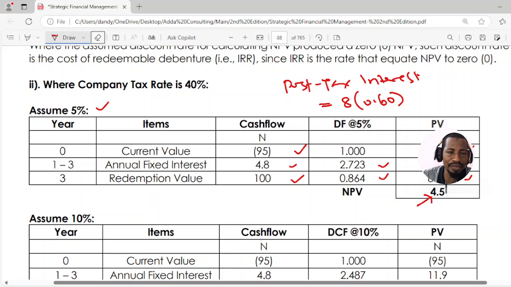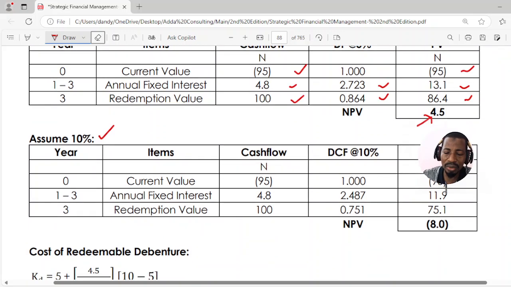So because the first discount rate produced a positive NPV, we need to increase to 10%. When you increase to 10%, I need to calculate the annuity factor of year 1 to 3 at 10%, which is 2.487. 2.487 multiplied by 4.8, that's 11.9. At year 3, which is the final year, I need to redeem the debenture. Therefore, I will calculate the discount factor at 10% for year 3, which is 0.751. 0.751 multiplied by 100, that's 75.1. 75.1 plus 11.9 minus 95 will give us a negative 8 NPV.